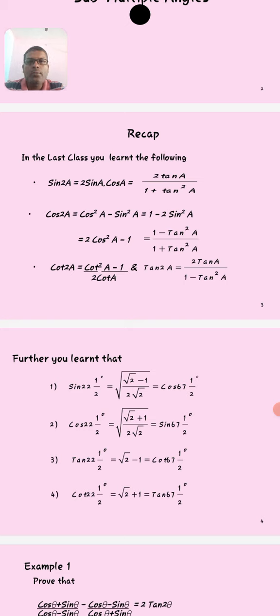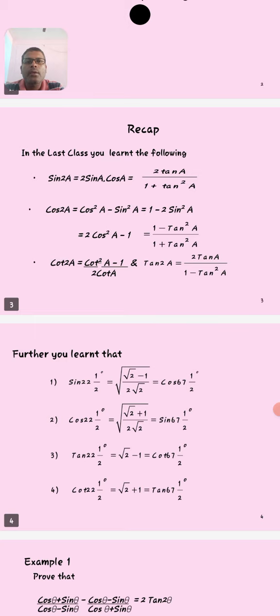Now the cos 2A formula is what? Cos square A minus sin square A, and also equal to 1 minus 2 sin square A, and also equal to 2 cos square A minus 1, and also equal to 1 minus tan square A by 1 plus tan square A. Another formula: cot 2A is equal to cot square A minus 1 by 2 cot A, and tan 2A is equal to 2 tan A by 1 minus tan square A. Already you know these types of formulas which we discussed in the last class.